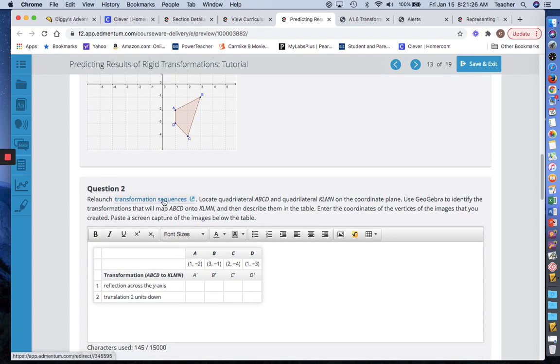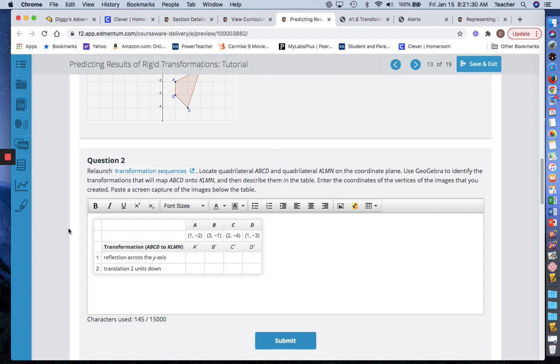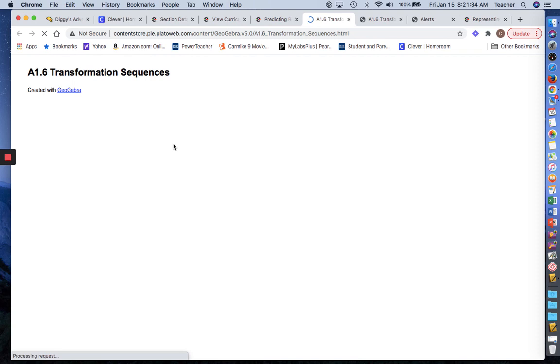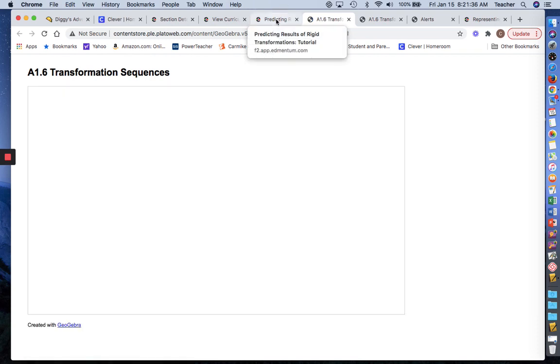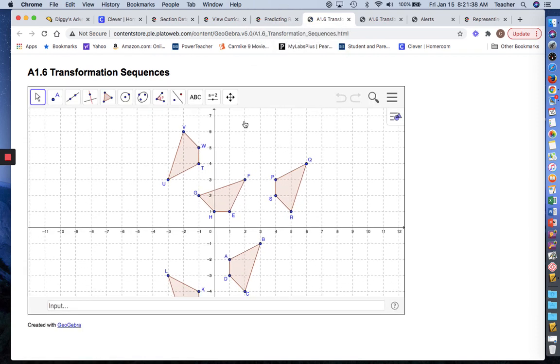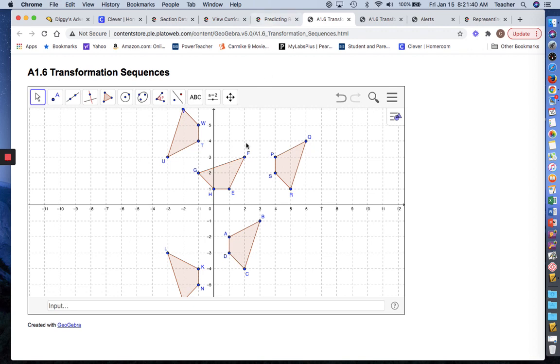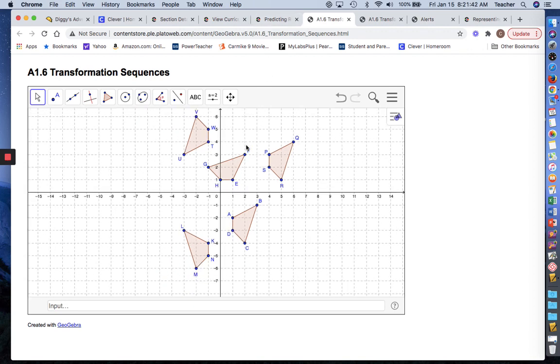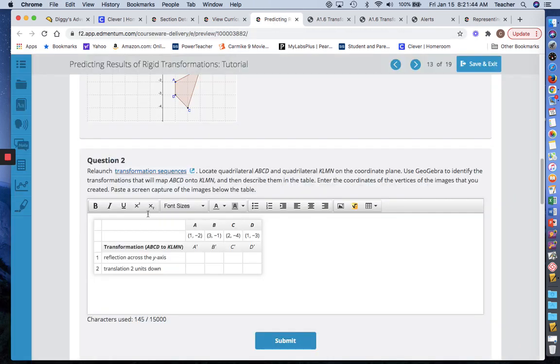Okay, so they want us to relaunch here. Looks like they want us to relaunch so we can do something different. All right, so it says relaunch transformation sequences. So let me relaunch that. Probably going to be the same screen, just blank. We didn't do anything. Okay, move that out just a tad bit. There we go. All right, so let's see.